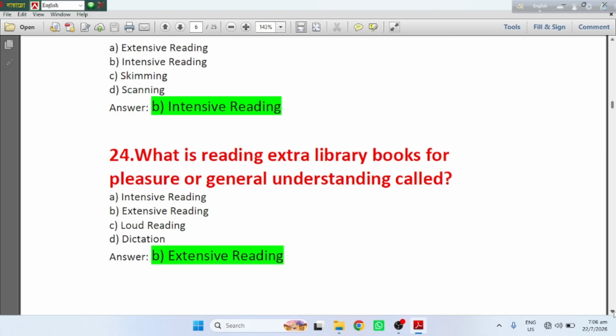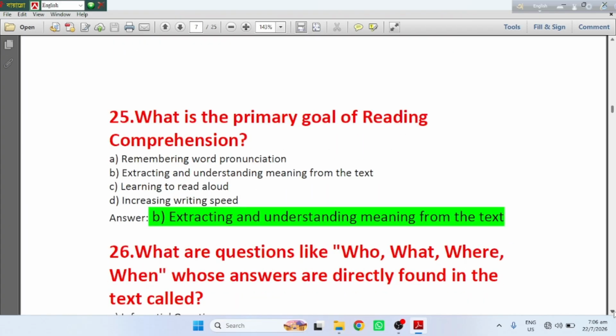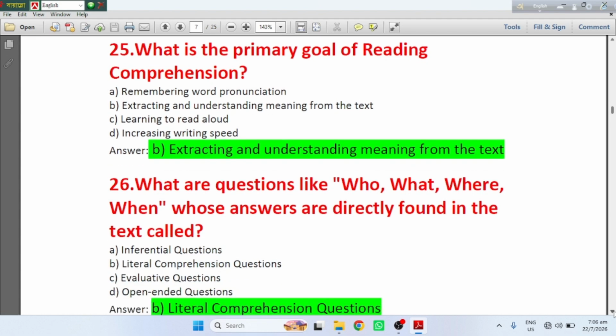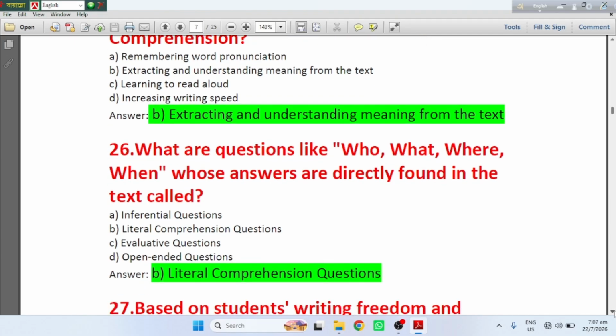24. What is reading extra library books for pleasure or general understanding called? Extensive reading. 25. What is the primary goal of reading comprehension? Extracting and understanding meaning from the text. 26. What are questions like who, what, where, when, whose answers are directly found in the text called? Literal comprehension questions.